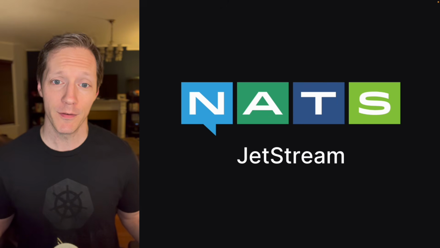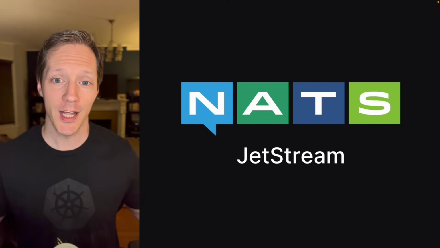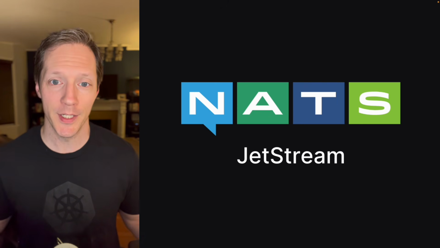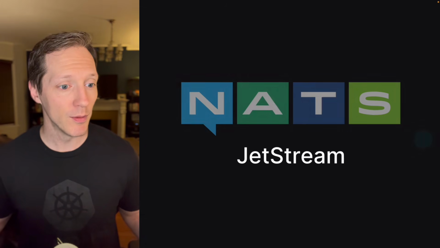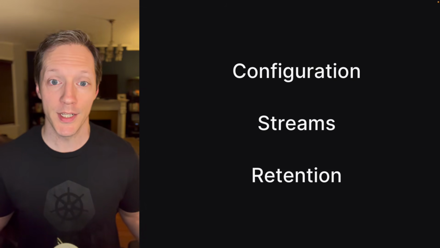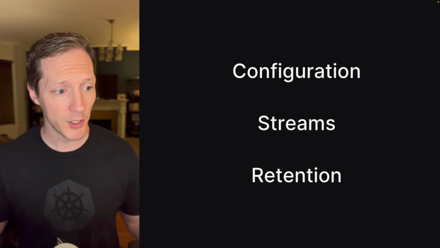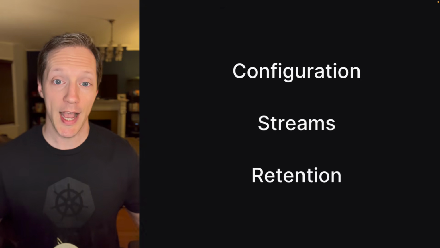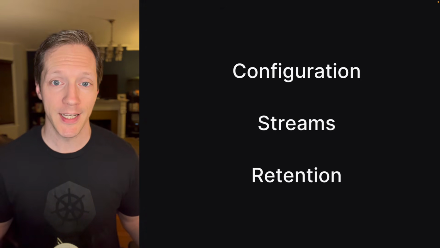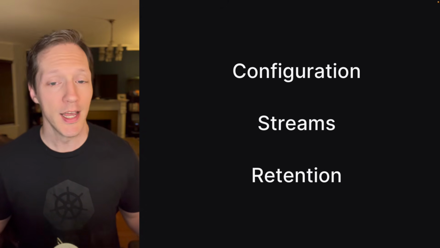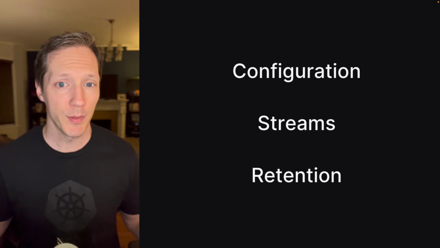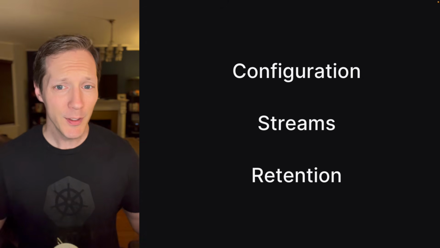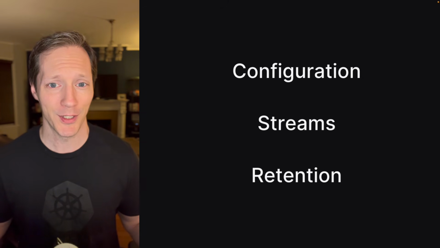And JetStream, if you're not familiar with it, is the underlying data storage capability that you can activate in your NATS cluster. And JetStream comes with a few different capabilities. Today we're going to look at configuration, streams, so the actual storing of data in your NATS cluster, and different retention policies. We are going to look at consumers in the future, but that'll be for a different video because there is a lot to talk about when it comes to consumers.